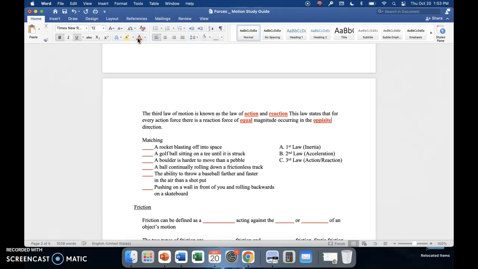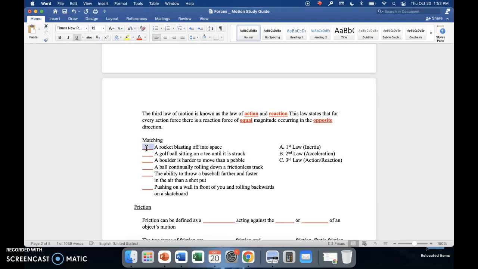I should try to spell things a little better here. Again, it's in the opposite direction, and I didn't even get close to spelling opposite right. Sorry about that. Let's make that an O. Now if we look at these three laws real quick, I'm going to kind of rush through these a little bit because I'm running out of time.